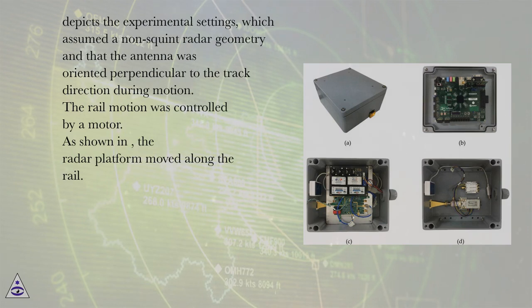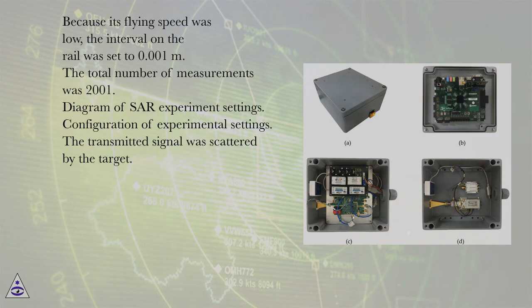Depicts the experimental settings, which assumed a non-squint radar geometry and that the antenna was oriented perpendicular to the track direction during motion. The rail motion was controlled by a motor. As shown in, the radar platform moved along the rail. Because its flying speed was low, the interval on the rail was set to 0.001 meters. The total number of measurements was 2001. Diagram of SAR experiment settings.